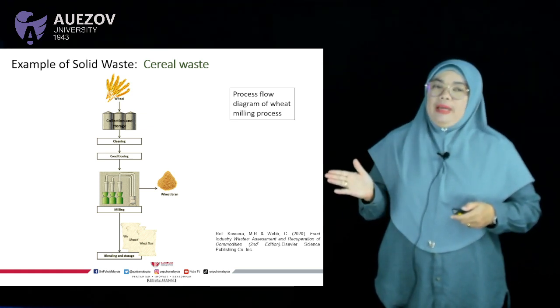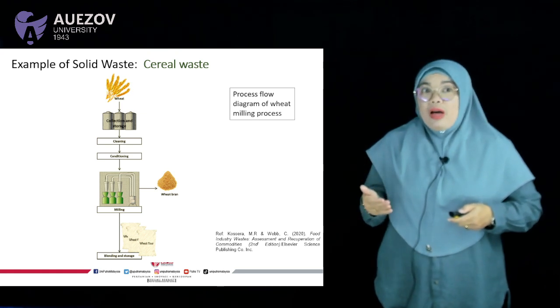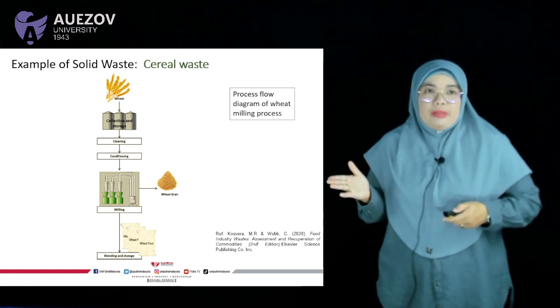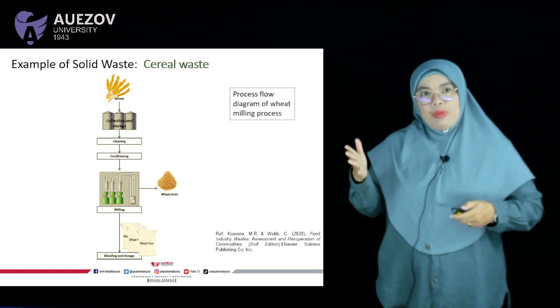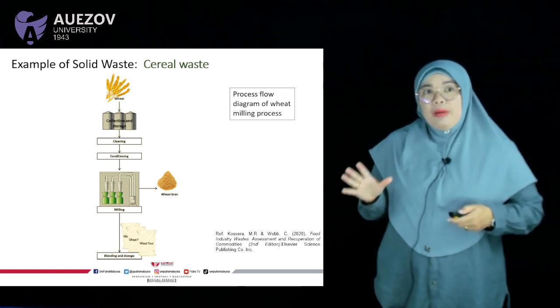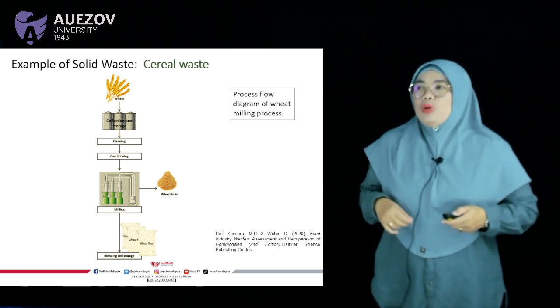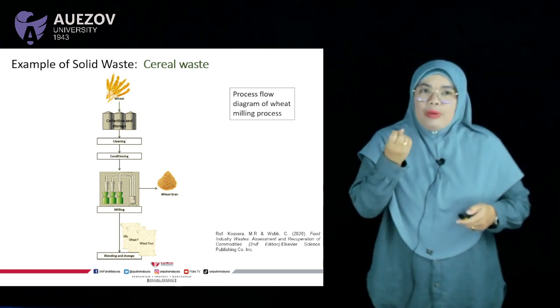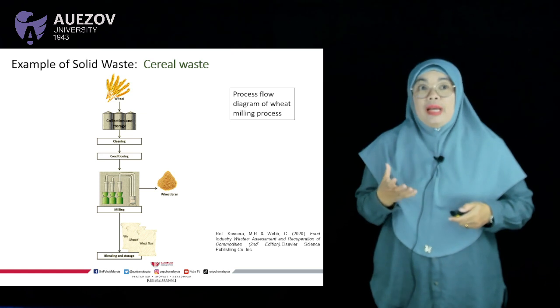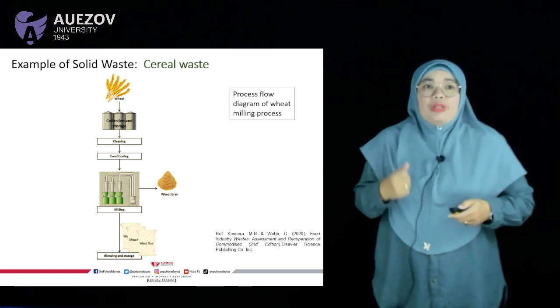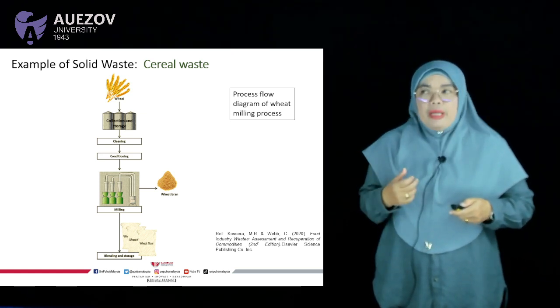As you can see here, when we want to produce wheat flour, it comes from wheat, so it goes through some processes. And you see that during milling, we have a waste byproduct, which we call wheat bran. This wheat bran still has a high quality of mineral, so we can recover this mineral for other applications.